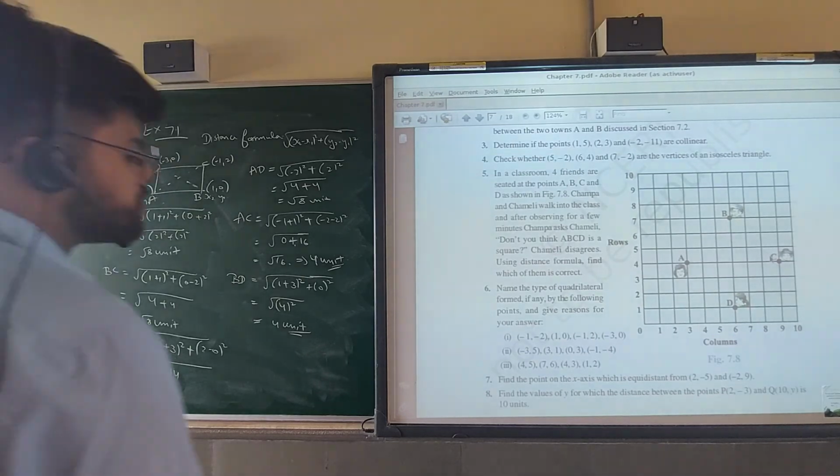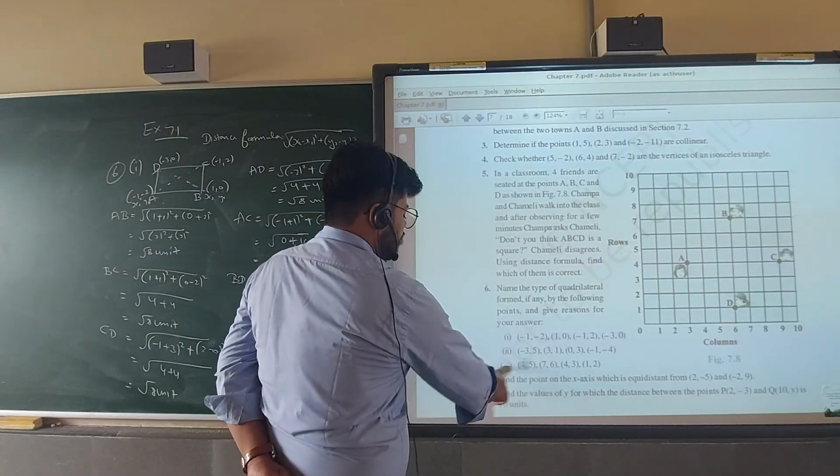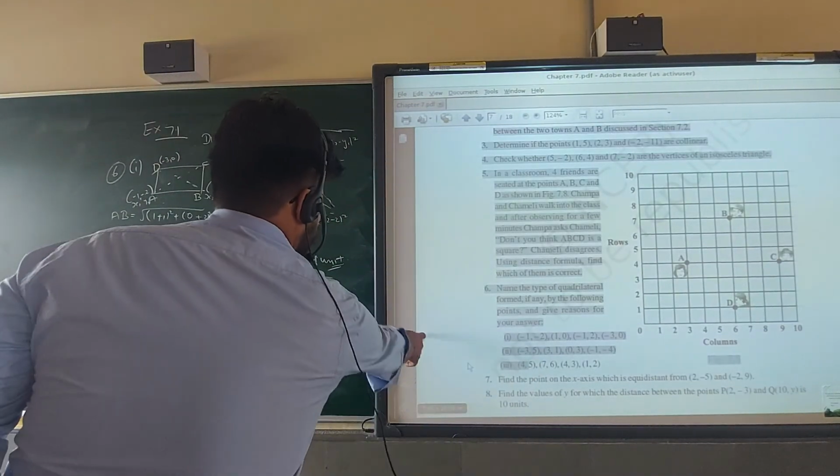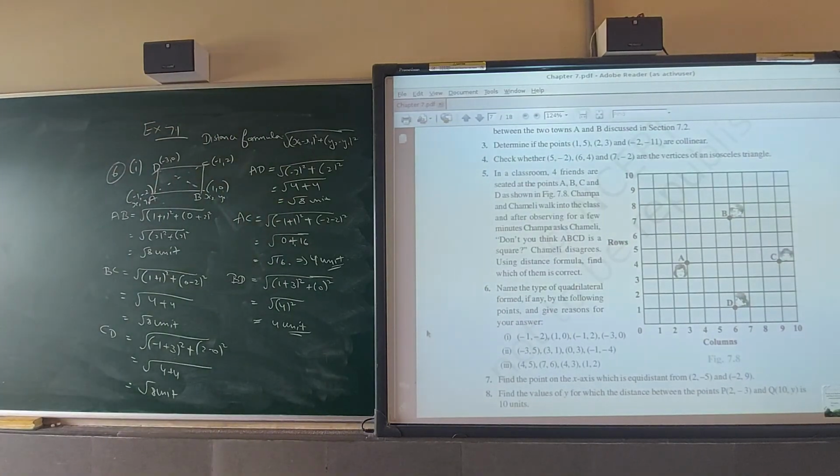Now same as it is, do the second part and third part. This one also you have to do. If the opposite sides are coming equal and diagonals are also coming equal, then it will be a rectangle. Otherwise, if opposite sides are coming equal and diagonals are not coming equal, it will be a parallelogram. So check the second part and third part.